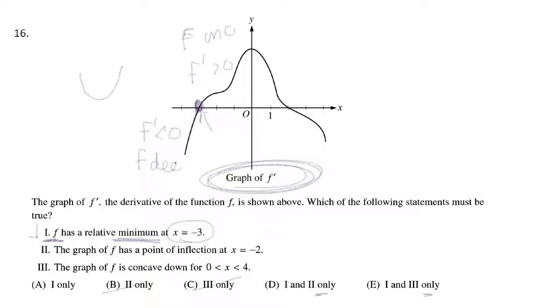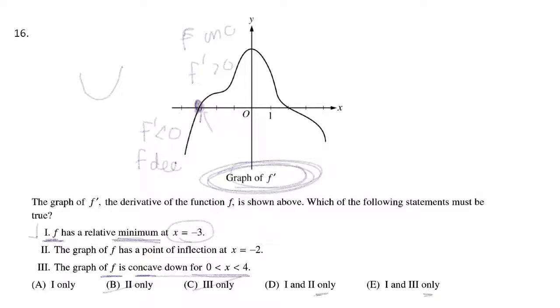So let's look at 2, point of inflection, or 3, the graph of f is concave down over the interval from 0 to 4. Well, let's see, I would talk about f is concave down.